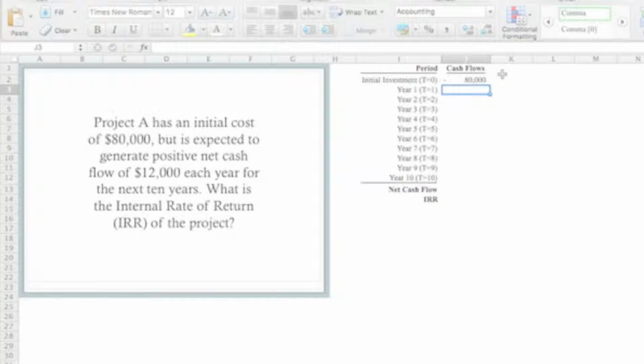Next, we're told that each year the project generates $12,000. So let's enter that. And we can go ahead and drag that in for the next 10 years. We'll underline that.